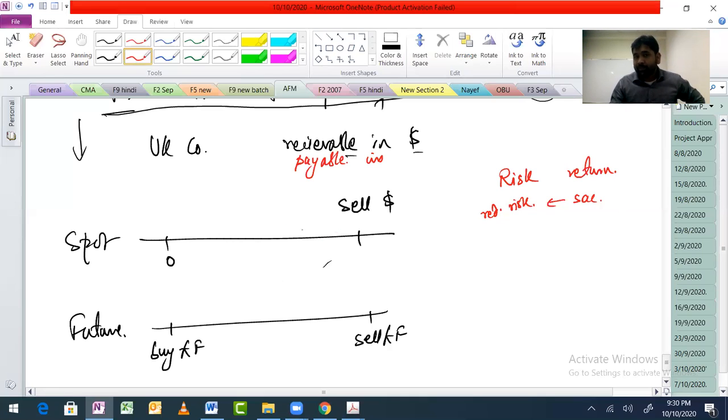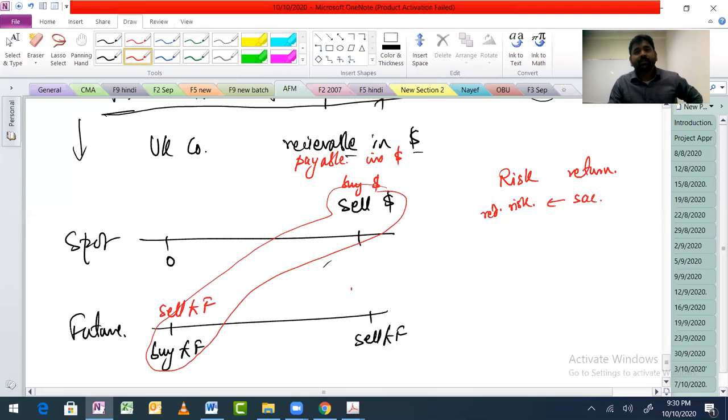Now here, what happens if you are a non-US firm dealing with US? If you want to sell dollar, that is matched with what? Buy. Similarly, if you have payable in dollar, that means you want to buy dollar. So here, instead of buy, you will be doing sell pound futures, and here you will buy pound futures. That is all you have to remember.